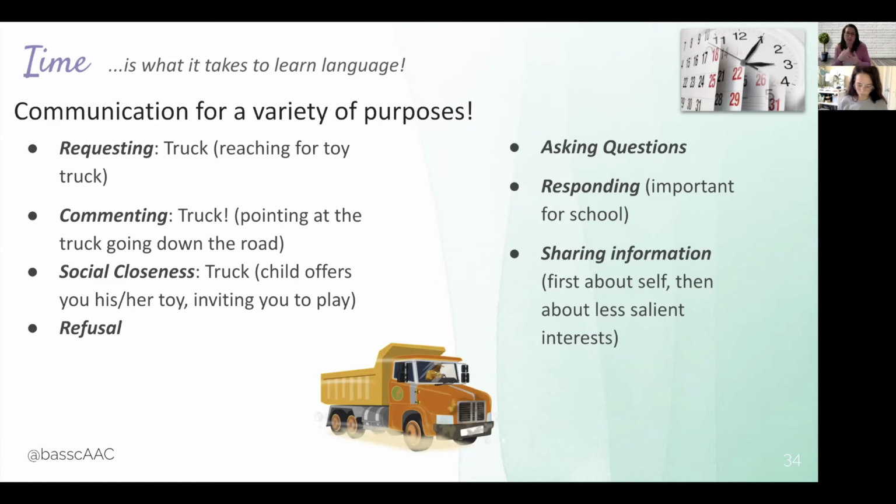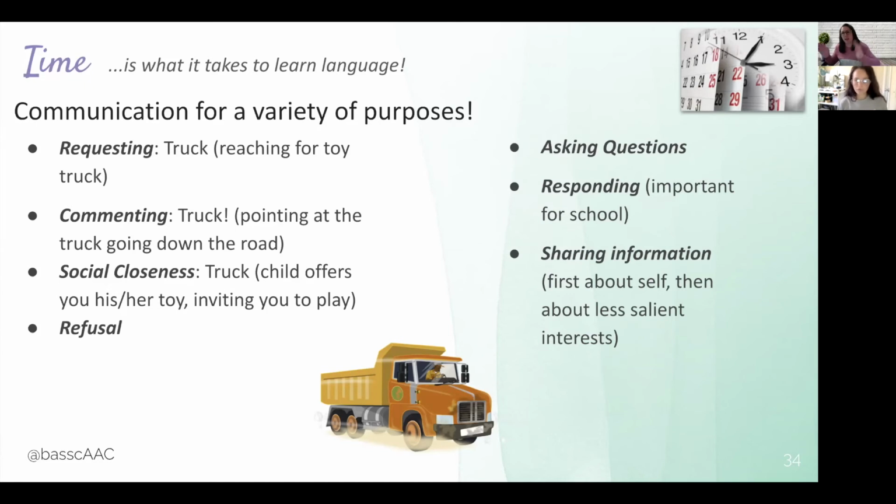So in the beginning, it's really just about requesting, usually refusal, maybe some commenting on what they see and drawing your attention to it, and maybe some social closeness, wanting to share toys with you, for you to play with them, sharing different experiences together.